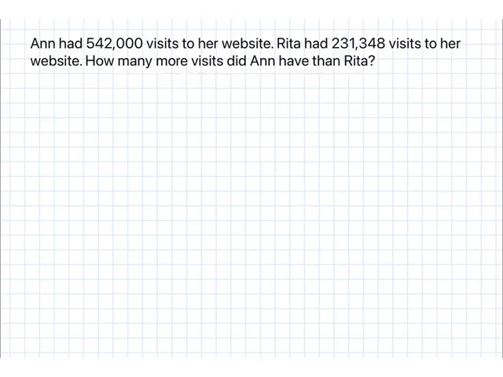Okay, so if you look at the question, there are two characters here. One is Anne and the other character is Rita. The value of Anne is 542,000. And the value for Rita is 231,348. So, what we are going to find is how many more visits Anne had than Rita.